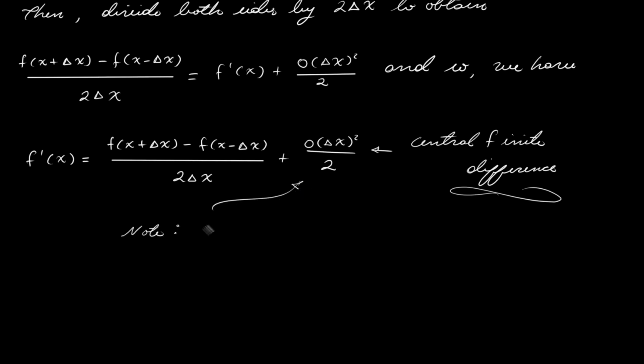A peculiar thing to note is that the error in this case is proportional to delta x squared. This is different than forward and backward difference, for which the error was proportional to delta x. This concludes the finite difference approximation of the first derivatives.